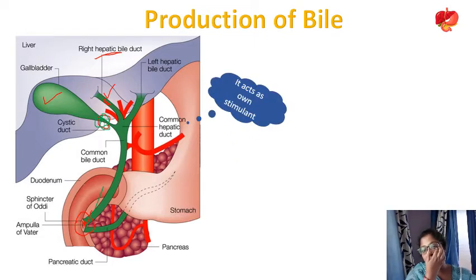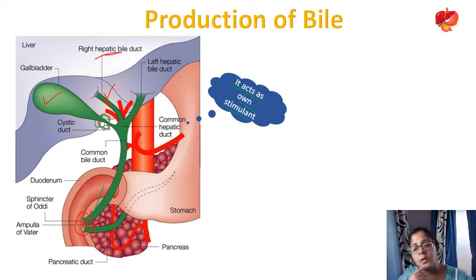Now, there is a function of bile which is very, very important. That is the cholagogue action. So what is this cholagogue action? The cholagogue action of bile is basically that it acts as its own stimulant. That means whenever bile is required, it acts as its own stimulant.